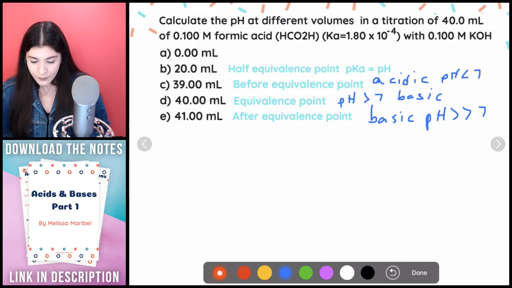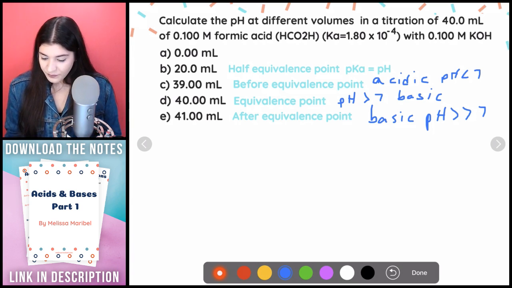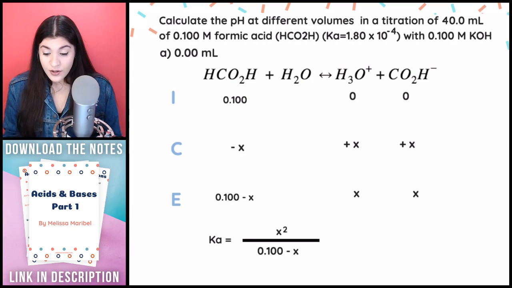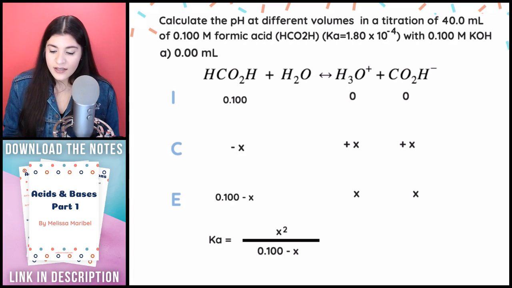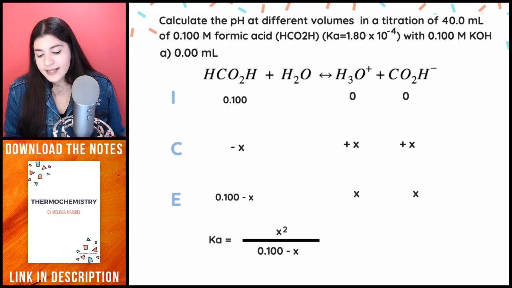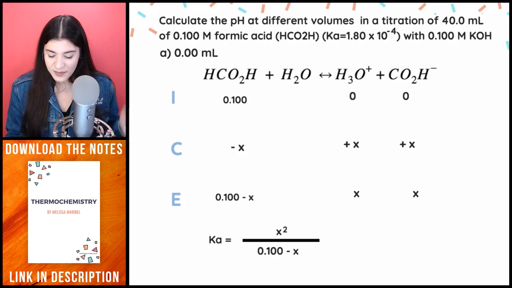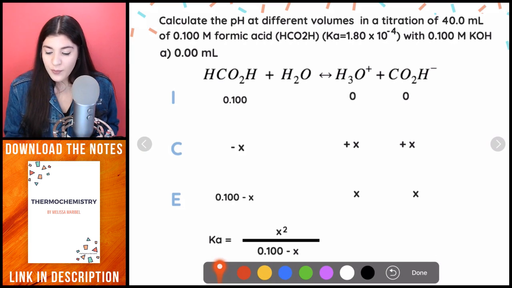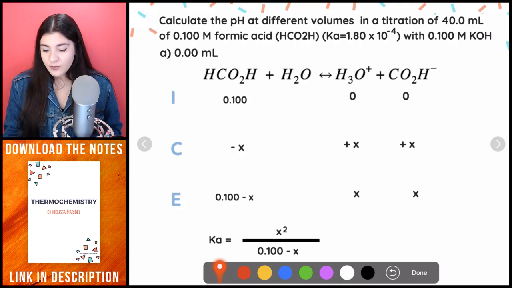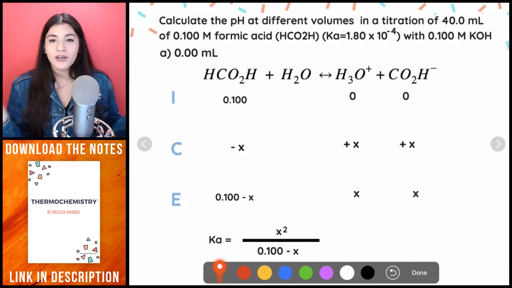Okay, so let's dive right in because I don't want to run out of time. All right, so what I'm instantly going to do is not worry about KOH. What's happening here, and this is called an ICE table, is I just care about my weak acid right now. I have to figure out what X is, and X is going to represent our acid concentration. If I figure out what my acid concentration is, I can just plug that into the pH formula and then figure out the pH.